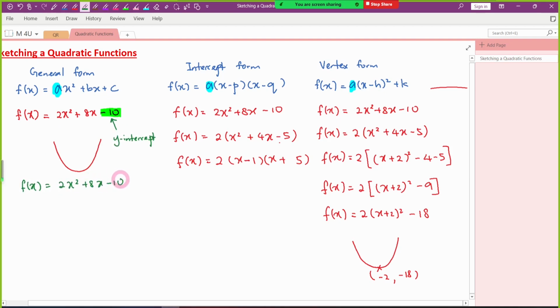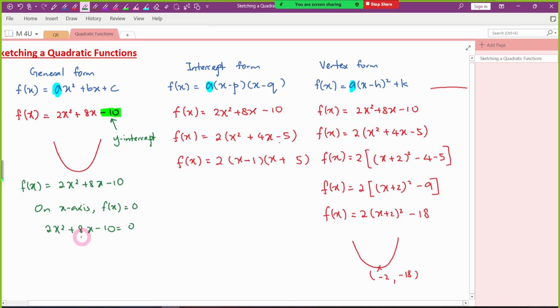On the x-axis, y is equal to 0, right? On the x-axis, y is equal to 0. So since this is f of x, I will write f of x is equal to 0. Now, this whole thing is equal to 0. 2x squared plus 8x minus 10 is equal to 0. So we are going to find the x-intercept. Therefore, y is equal to 0, so f of x is equal to 0.